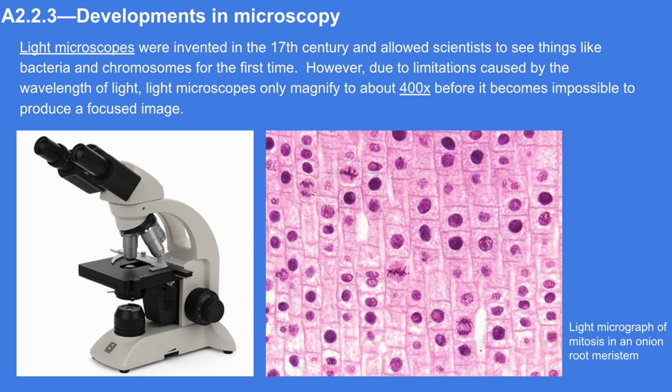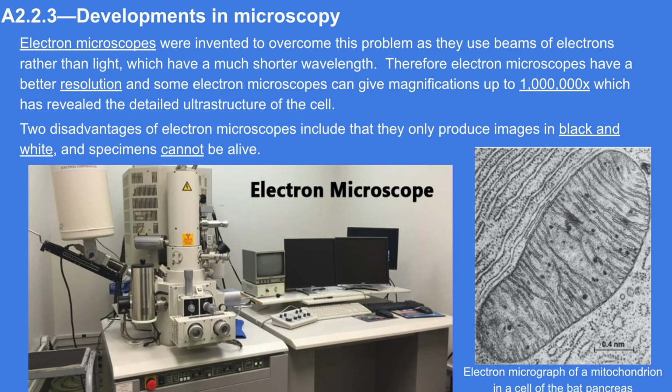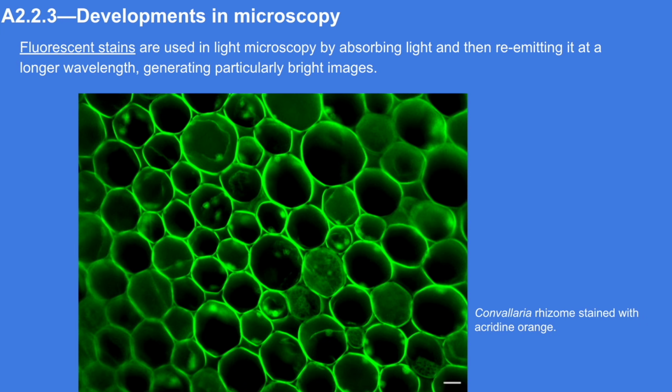Okay, so light microscopes, already talked about those. Electron microscopes are fantastic in that we can look way closer, up to about 1,000,000 times, but the negatives of the electron microscope are that the images are black and white, specimens cannot be alive, plus they're obviously incredibly expensive compared to a light microscope.